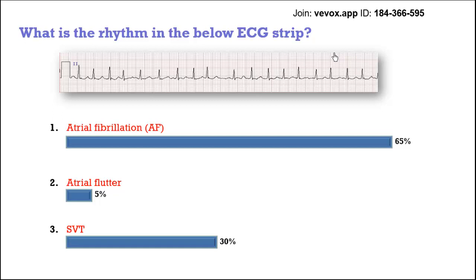I gave you a clue. There is no sawtooth, so no atrial flutter. So the correct answer here, and 65% of you reached it, is atrial fibrillation.